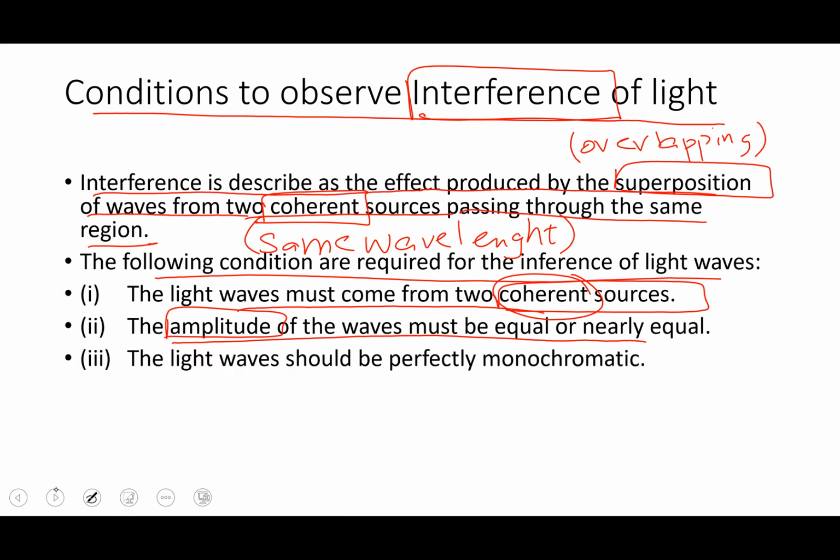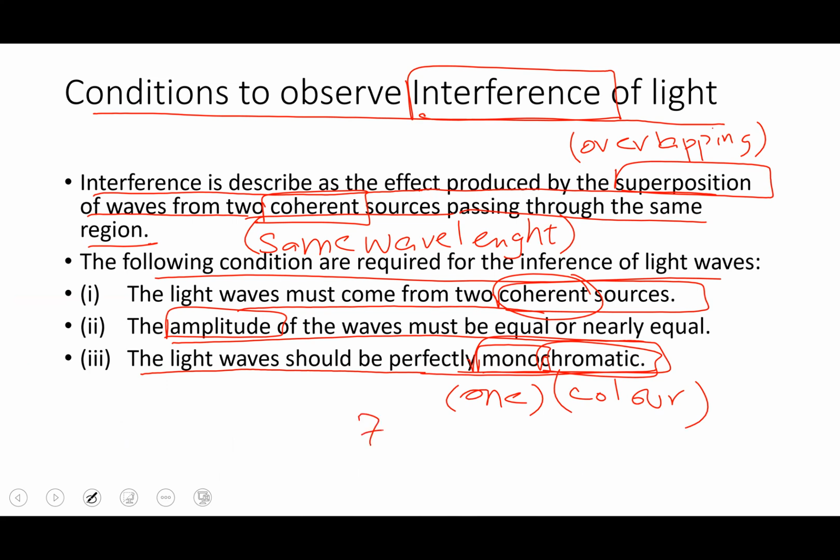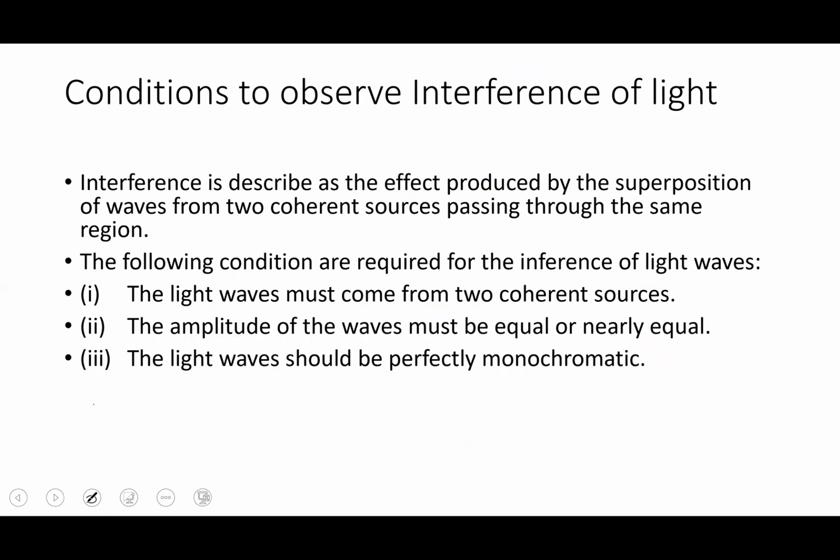Point number three, the light wave should be perfectly monochromatic. Monochromatic: mono means one, chromatic means color. One color, the wavelength should be of one color. Either it should be of red color or blue color. The red color has a wavelength of 750 nanometers. So the other source should also have the same wavelength of 750 nanometers. Now, this is a much larger wavelength.